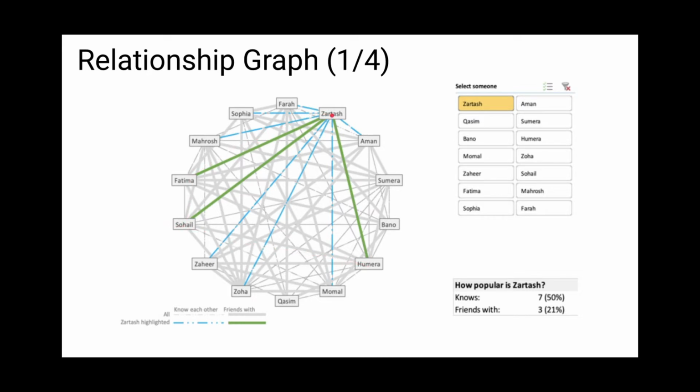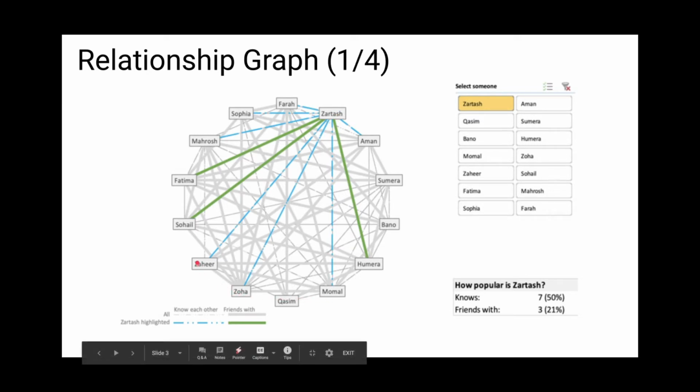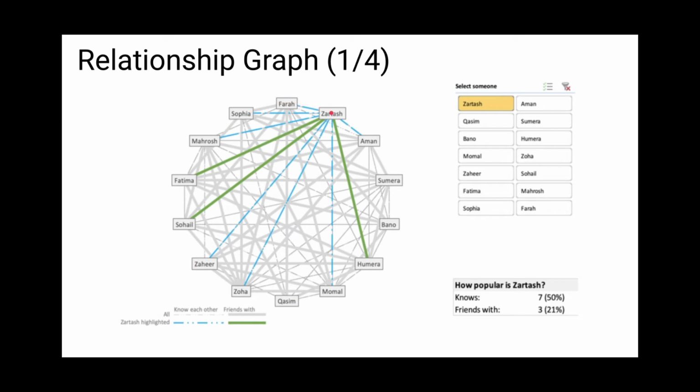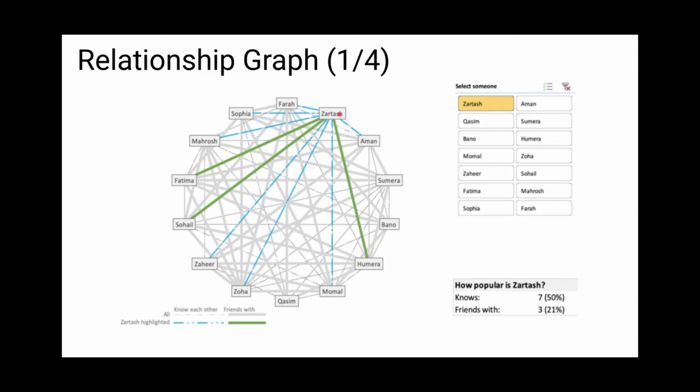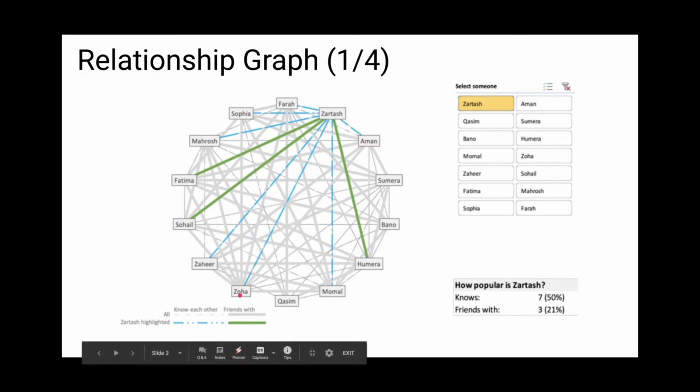But we can say that Zartash is a very good friend with Humaira and Fatima and has a stronger relationship than with Suhail. We can see that Zartash knows Aman, Momul, Zoha, Zahir, Mahroush, Sophia and Farah. But we can say that Zartash knows Aman and Farah very well as compared to Zoha. We can see that the length of the line connecting Zartash and Aman is shorter than the length of the line that connects Zartash and Zoha.